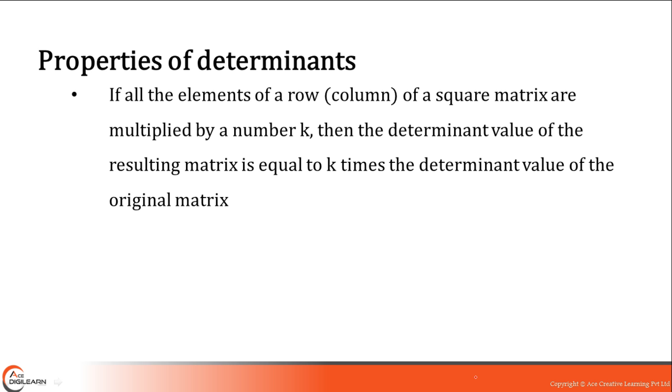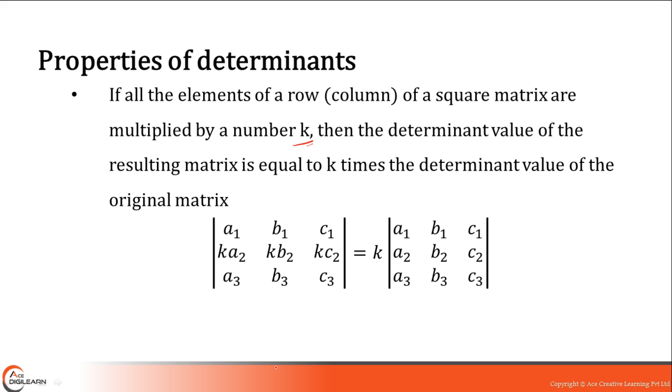If all the elements of a row of a square matrix are multiplied by a number k, then the determinant value of the resultant matrix is equal to k times the determinant value of its original matrix. You can observe here, det of this matrix is k times the det of the matrix a1 b1 c1, a2 b2 c2, a3 b3 c3.